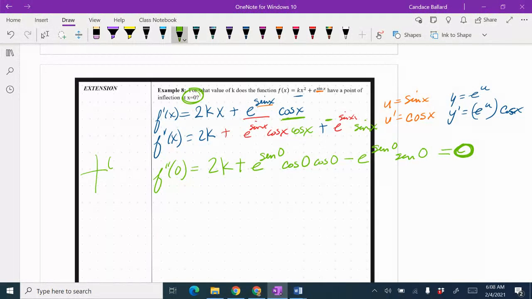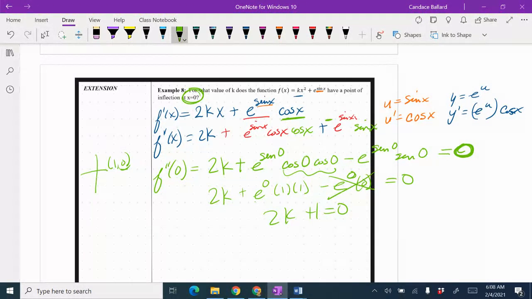If I look at sine and cosine at 0, I know that sine of 0 is 0. So I've got 2k plus e to the 0. Cosine of 0 is 1, so these are just 1 times 1, minus e to the 0 times sine of 0, which is going to be 0. So I know this term cancels. E to the 0 is just 1, so I've got 2k plus 1 equals 0. So 2k equals negative 1, so k is equal to negative 1/2.